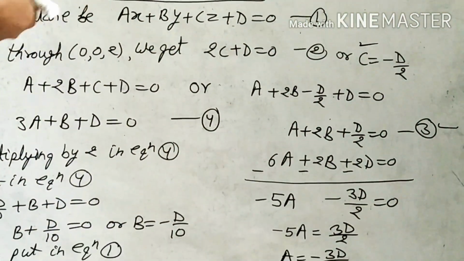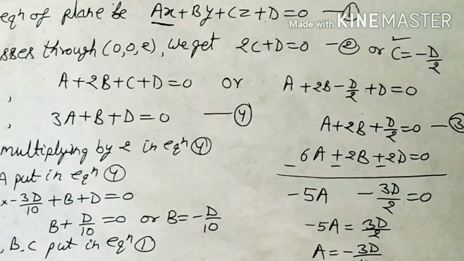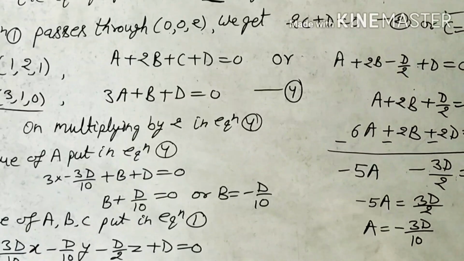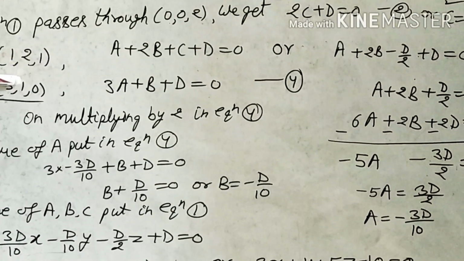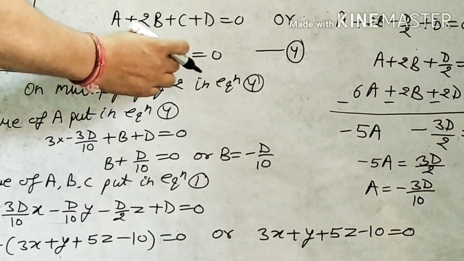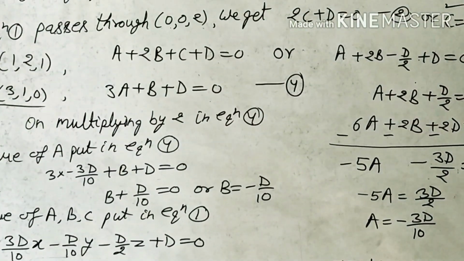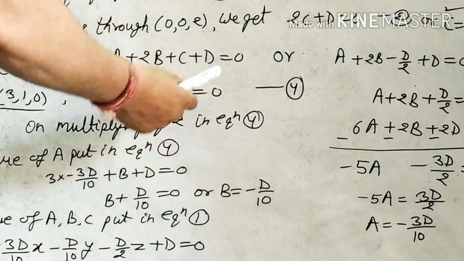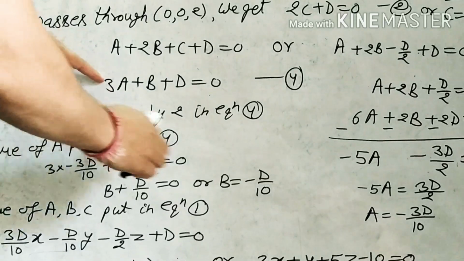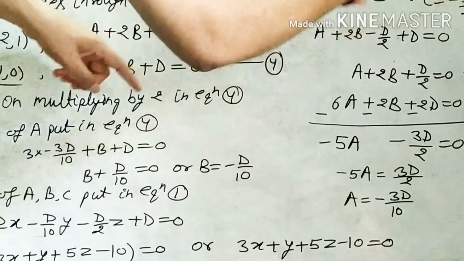Now the equation of the plane, the first, that is the basic equation, passes through the third point. Third point is 3, 1, 0. This time x equal to 3, y equal to 1 and z equal to 0. So you will get 3a plus b plus d equal to 0. That is your fourth equation. Now multiply the fourth equation by 2, then it will be converted to 6a plus 2b plus 2d equal to 0.